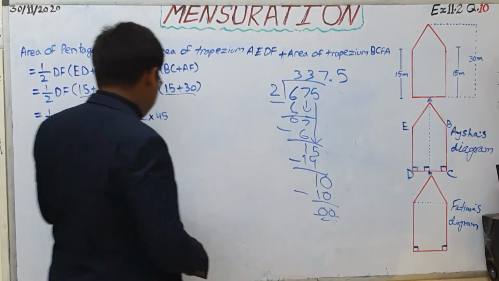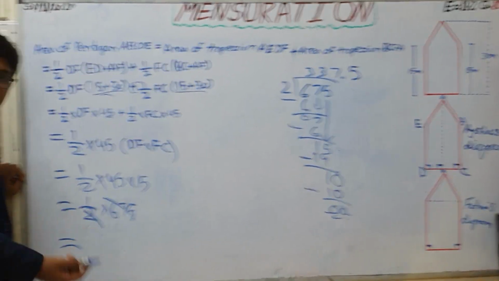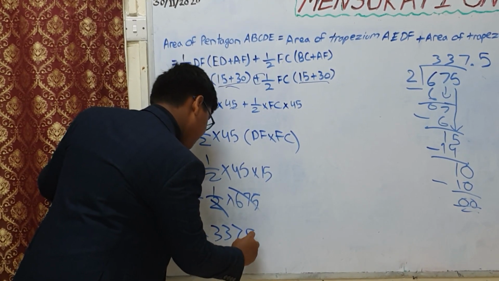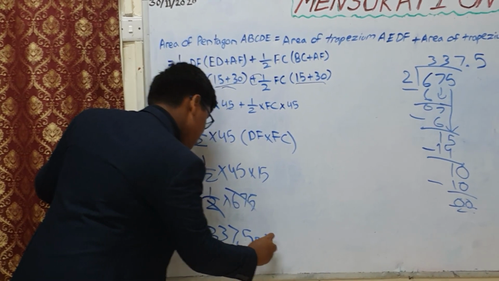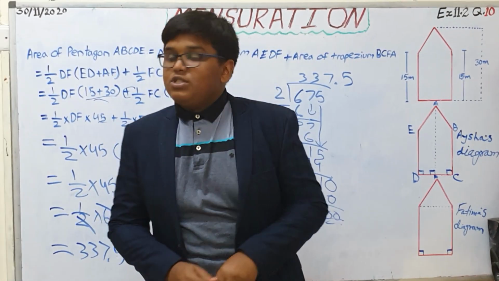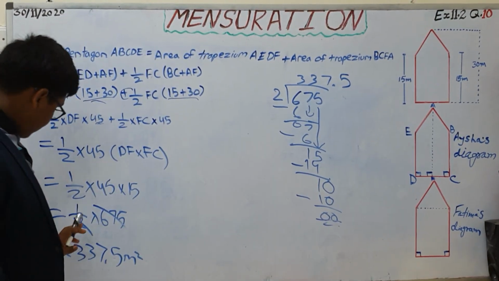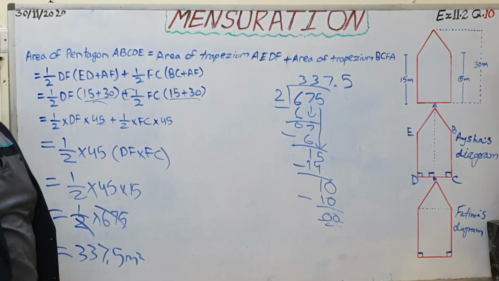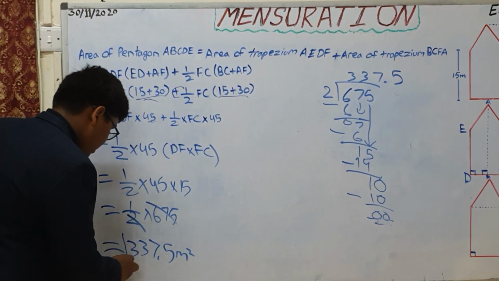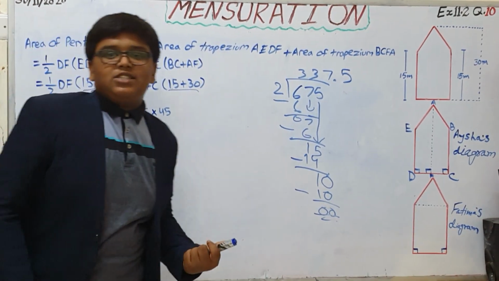337.5 meters square. Now the total area of these two trapeziums is 337.5 meters square. Now we have found the area of Aisha's diagram. What we did was first we did these calculations, and in the end we got 1 by 2 into 675. Then we divided them and we got the answer 337.5 meters square. Now let's go to the next part.